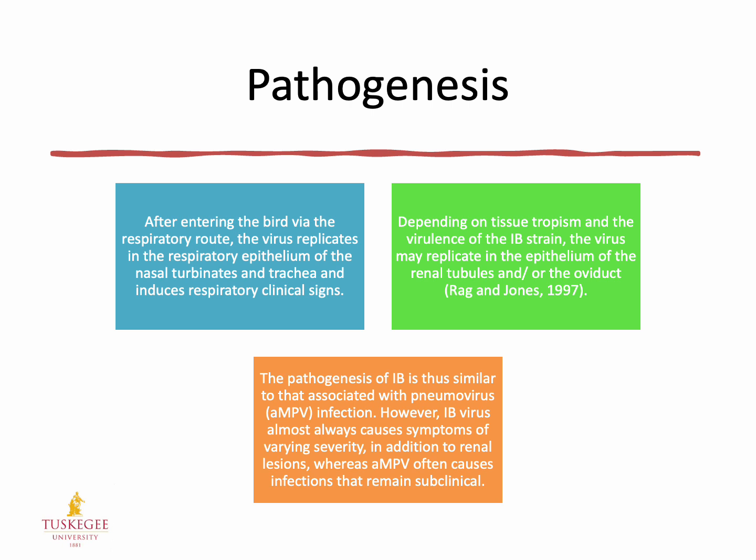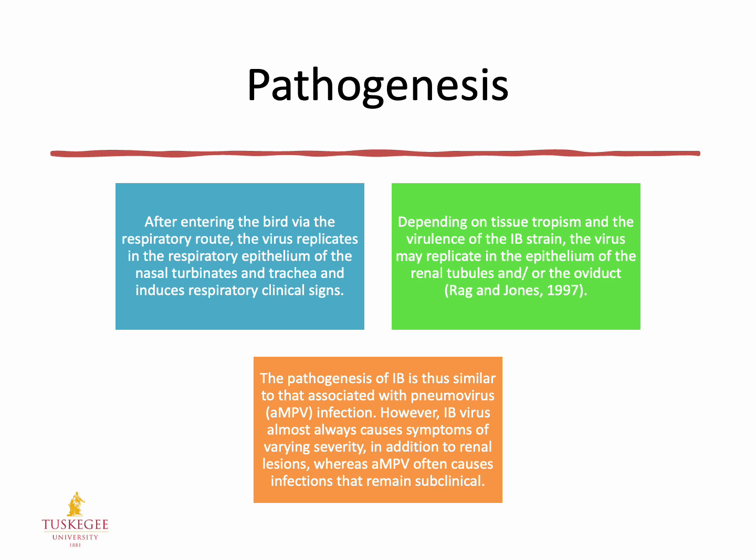From there, depending on the tissue tropism and the virulence of the IB strain, the virus can migrate from the respiratory epithelium to other organs. An example is the renal tubules, the kidneys, where it can cause kidney lesions, and then the oviducts, where it can affect the reproductive efficiency of the bird.